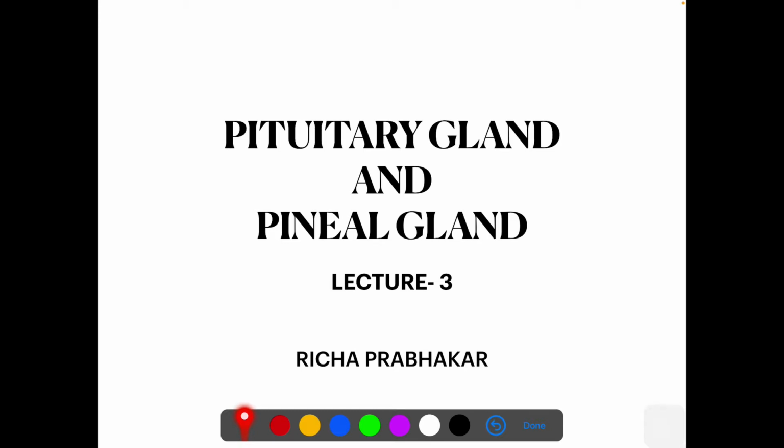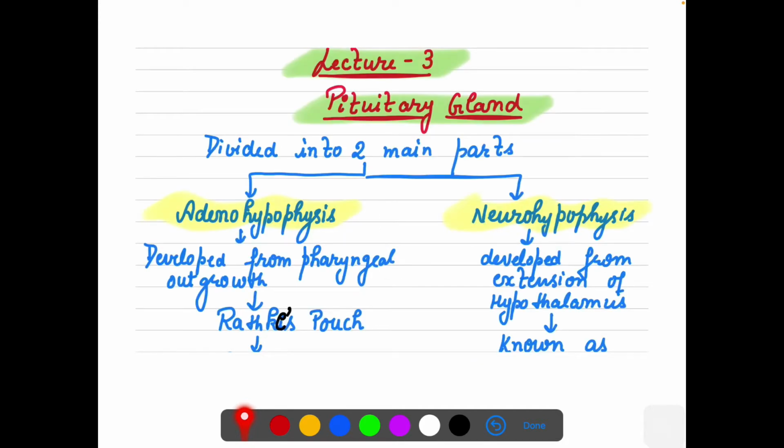So here today in this special class, I'm going to talk about the pituitary and pineal gland. Yesterday we talked about the pituitary gland, and we said that there is the anterior pituitary lobe, posterior, as well as the intermediate. So today we will talk about those lobes, and what is the history behind these lobes. This pituitary gland is mainly divided into two parts.